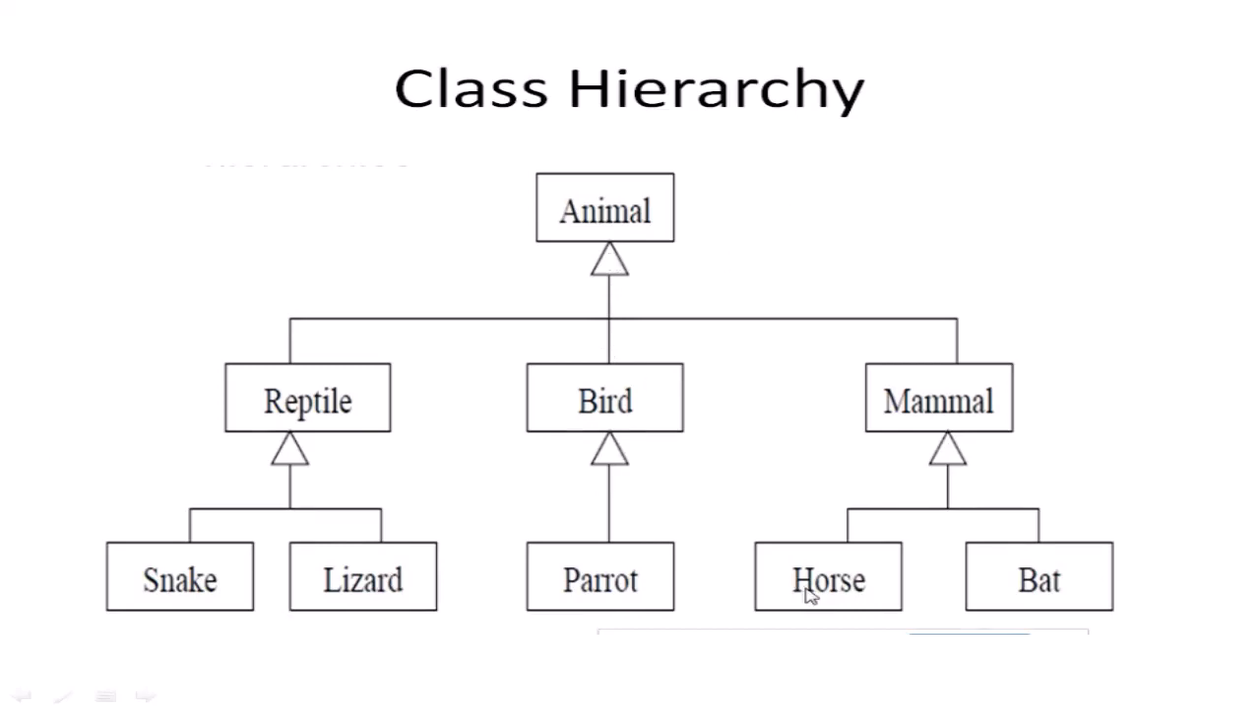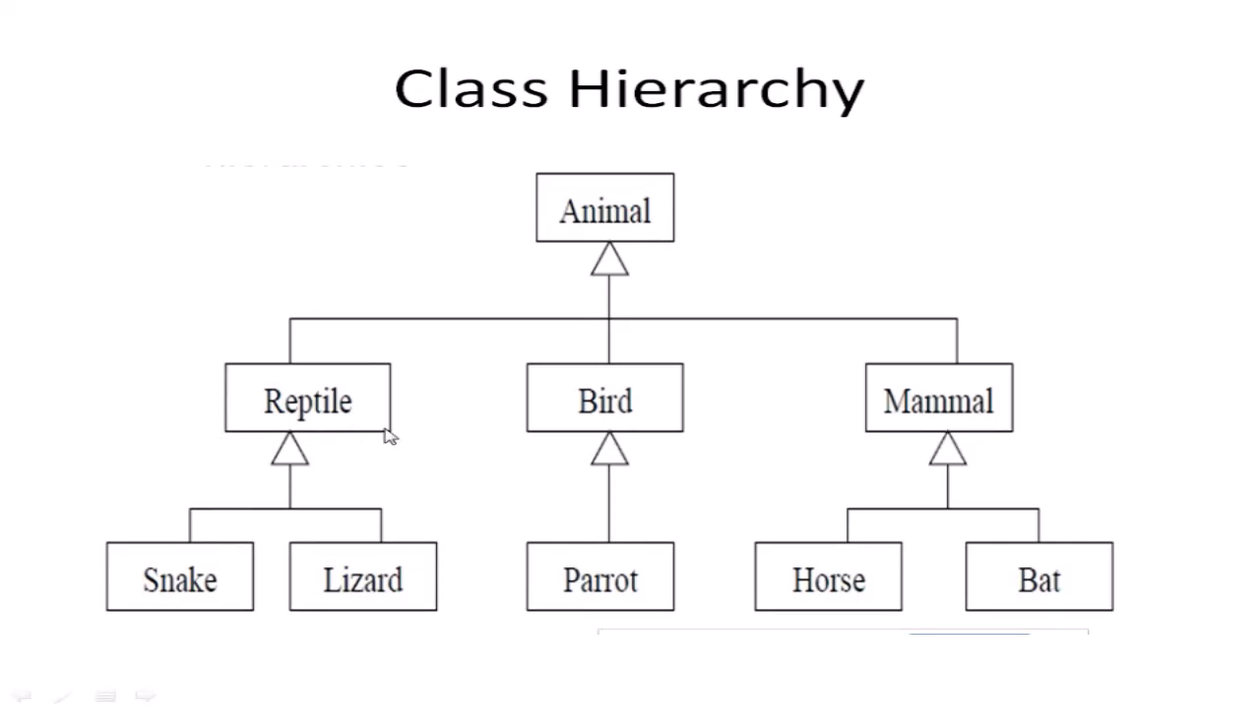lizard or horse, because this animal is a base class, and we can call this particular animal a parent class, base class, or super class. So we can call this animal by three names: base class, super class, and parent class. The next thing is reptile, bird, and mammal are the child classes. This is also called a derived class, or subclass. So we can call a child class a derived class or subclass.